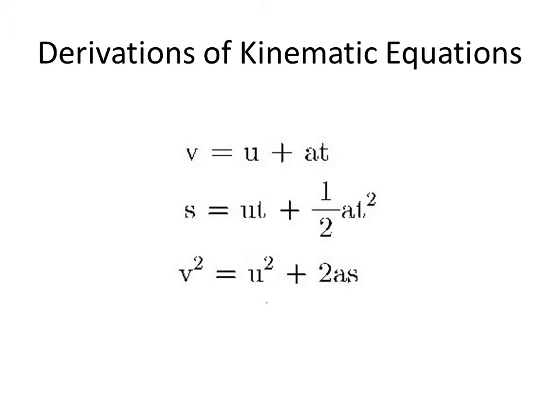We have already learned what kinematic equations are and how to use them to find unknown quantities related to a moving object that shows uniform acceleration. The kinematic equations are v = u + at, s = ut + half at square, and v square = u square + 2as. Today we will learn how to derive, or write down proofs for, these kinematic equations.